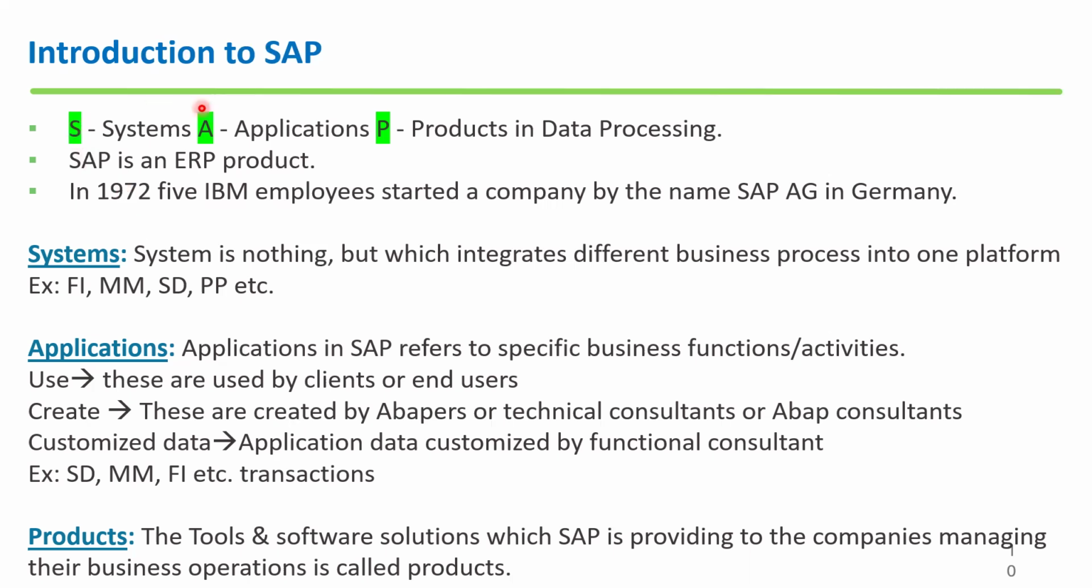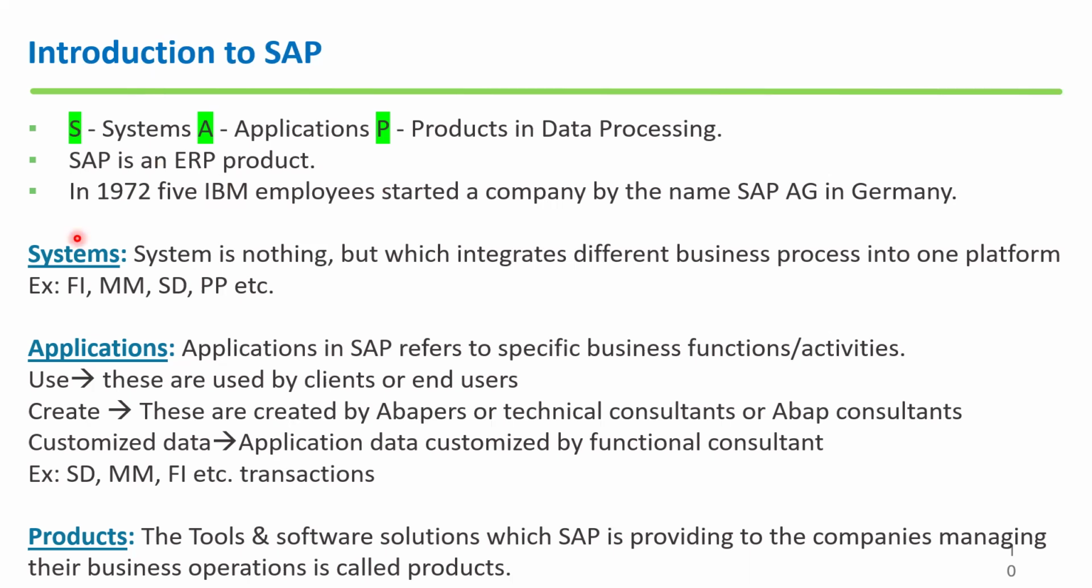Most of you would think SAP is nothing but systems, applications, and products. No, it is data processing also. Even though it is not in the acronym, it is not like SAP DP. If someone asks you, you have to pronounce SAP as individual letters, not together as a word. If they ask you the abbreviation, you have to explain systems, applications, products, and data processing. Okay, so I'll break down these points.